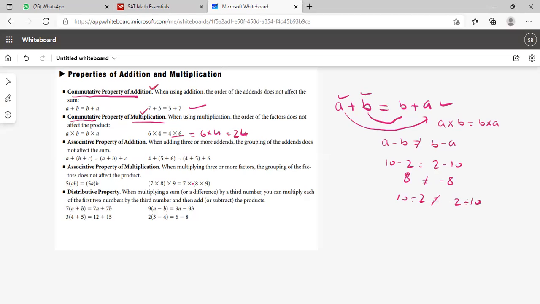Just remember this: commutative means simply swapping two numbers and ordering them again. 7 plus 3 equals 3 plus 7. 6 into 4 is equal to 4 into 6, because multiplication and addition hold the commutative property. Right, is it clear?